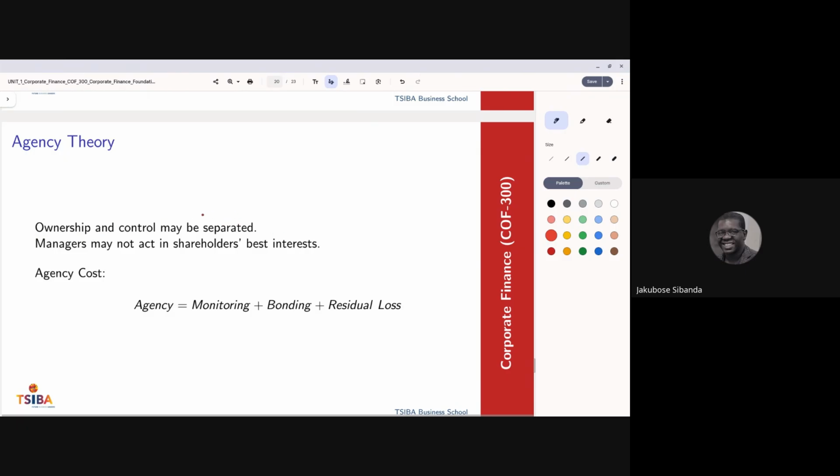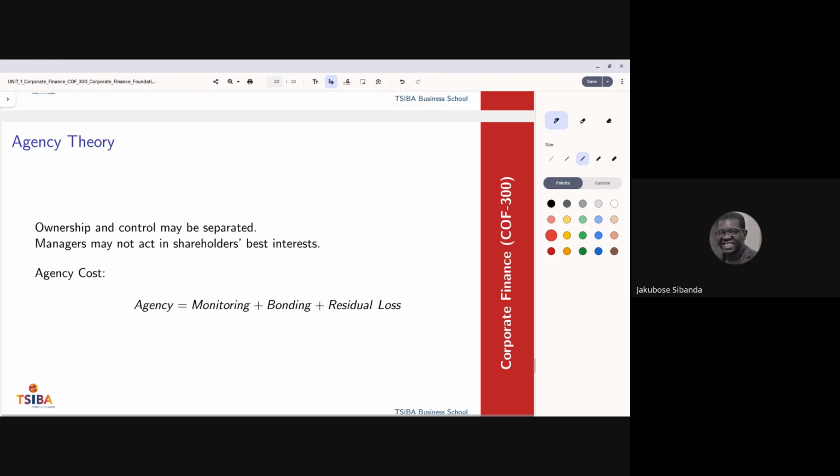Ownership and control may be separated. Managers may not act in the shareholders' best interest. Yeah, that's true. So a company is made up of shareholders and their managers.